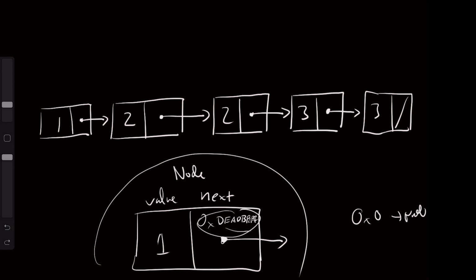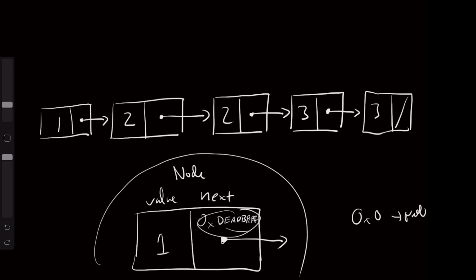So let's go back to the question. Now the question says that we're given a linked list that is sorted. This actually makes the question way easier because, since it's sorted, you know that if there are duplicates, the duplicate will be right next to you. Why? Because it's sorted. So look at this linked list right here.